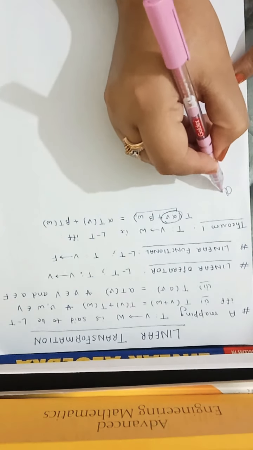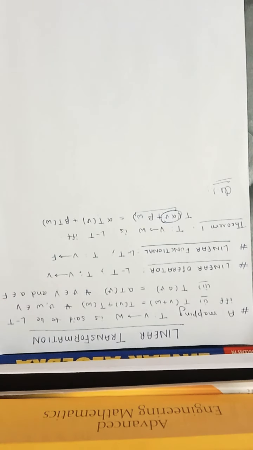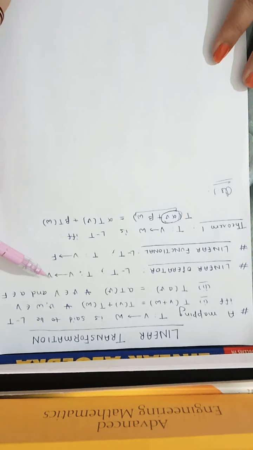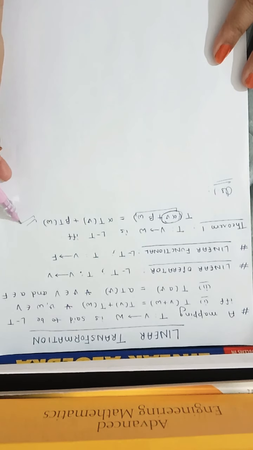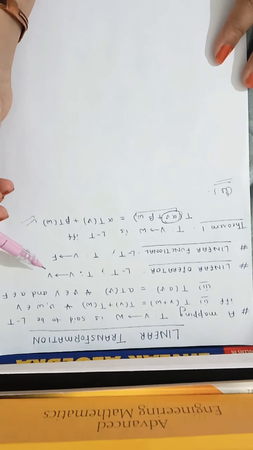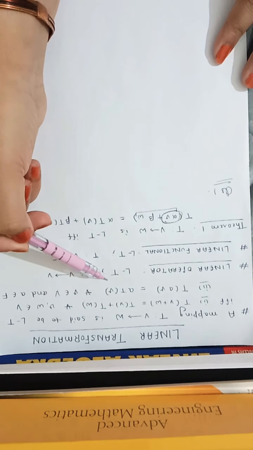Now, questions based on this topic. One thing more: if you only have to show that this mapping is a linear transformation, then you can use this property. But if you have to check whether the given mapping is a linear transformation or not, then you have to satisfy these two properties.